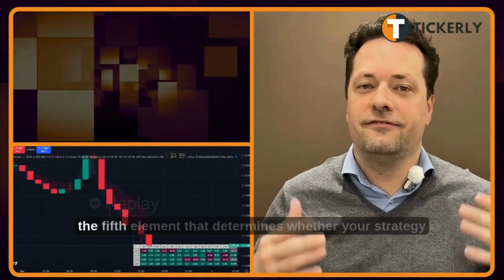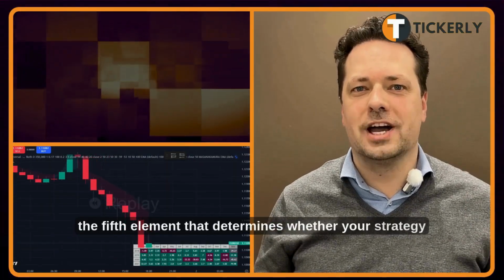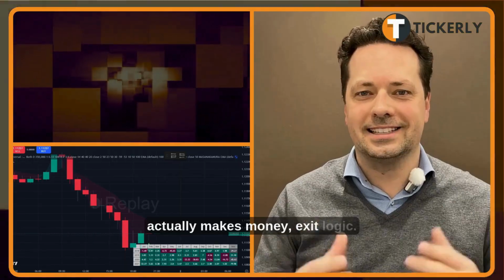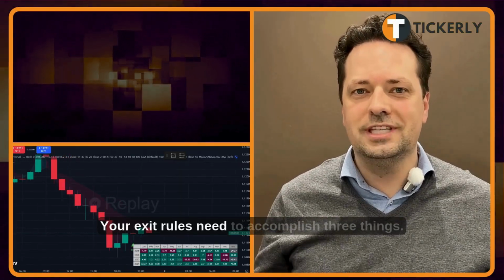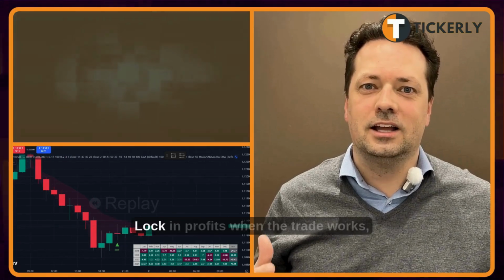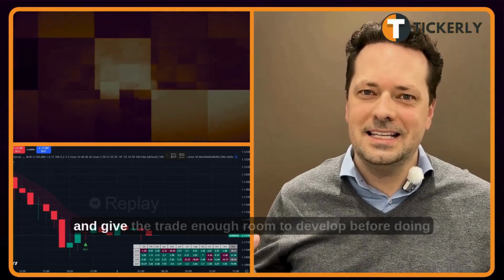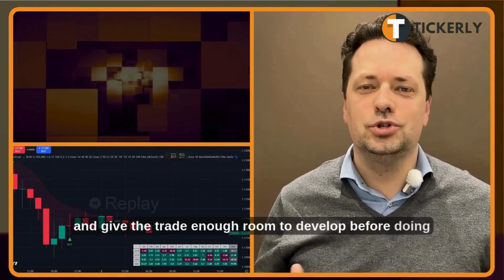And finally, the fifth element that determines whether your strategy actually makes money: exit logic. Your exit rules need to accomplish three things: lock in profits when the trade works, cut losses when it doesn't, and give the trade enough room to develop before doing either.